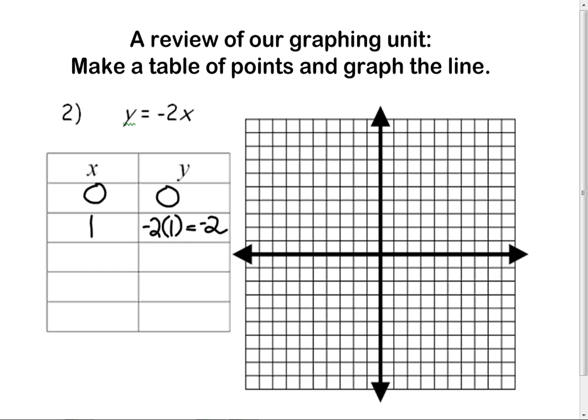What's the slope? Negative 2. So if I increase x by 1, the y values go down by 2. So I'm at negative 2. If I go 2 more down, I'm where? At negative 4. Drop it 2. Negative 6. And negative 8. And then you plot the points.